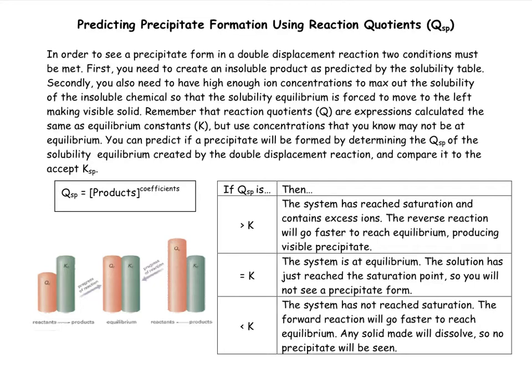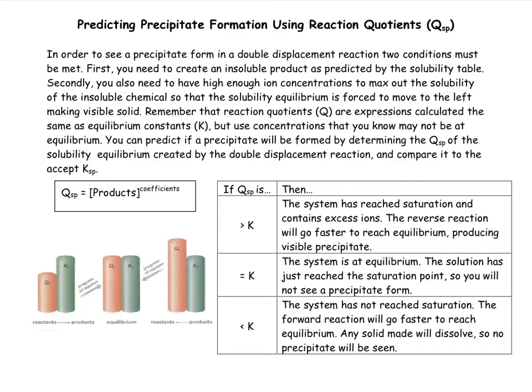In order to see a precipitate form in a double displacement reaction, two conditions must be met. First, you need to create an insoluble product as predicted by the solubility table. Secondly, you also need to have high enough ion concentrations to max out the solubility of the insoluble chemical so that the solubility equilibrium is forced to move to the left, making visible solid.